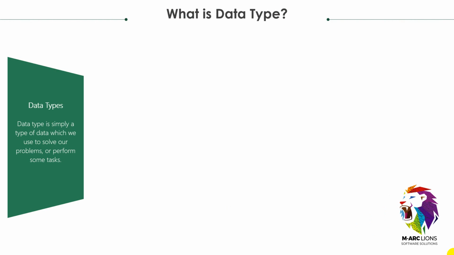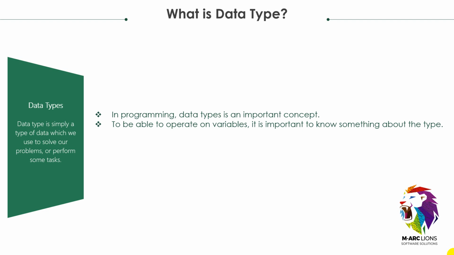A data type is simply a type of data which we use to solve our problems or perform some specific task, where we store some random values, some readable values, which we can use throughout the process of our desired outcome. In programming, data type is an important concept. Whatever language you are using, you must know about data types in detail. To be able to operate on a variable, it is important to know something about the data type. You must know what a data type is.